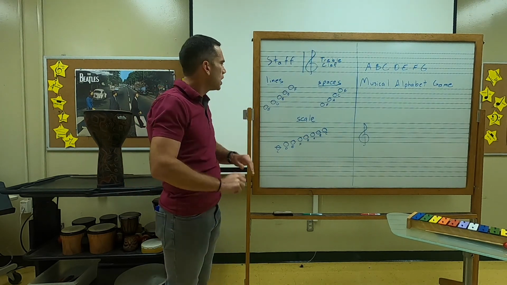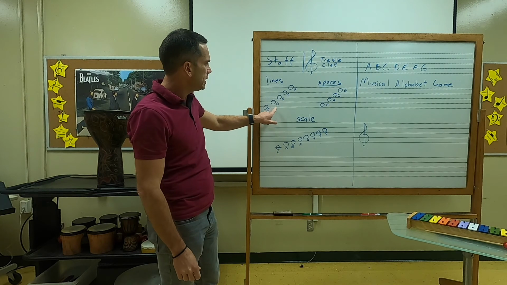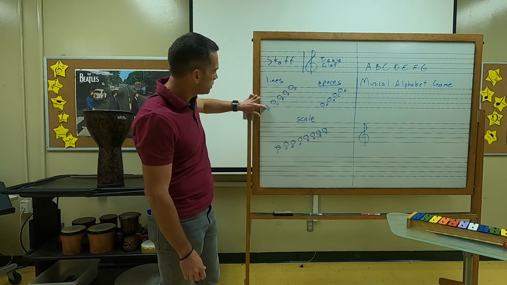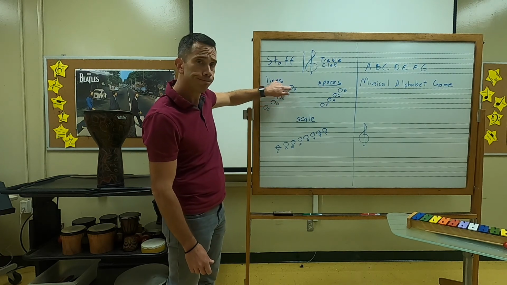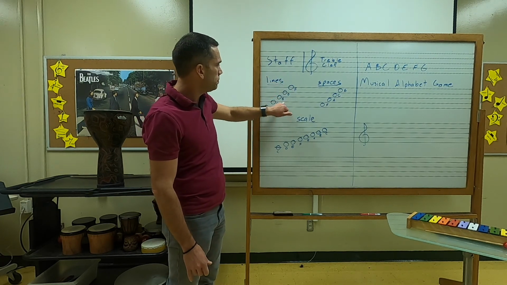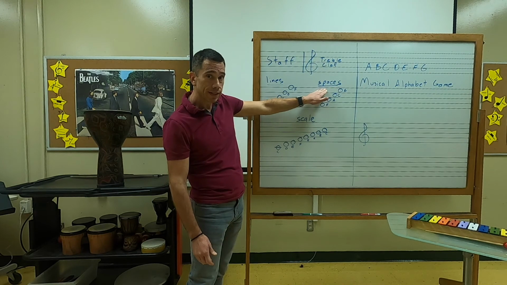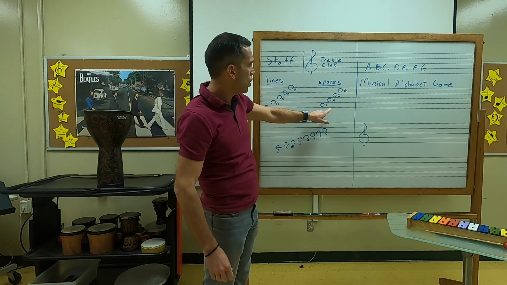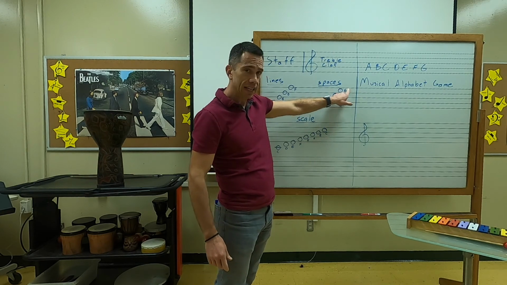So let me show you. The notes on the lines are E, G, B, D, and F. And you can tell they're on the line because the line goes right through the middle of the note. So these are E, G, B, D, F. The notes on the spaces are between the lines on that space in between. And they are F, A, C, and E.